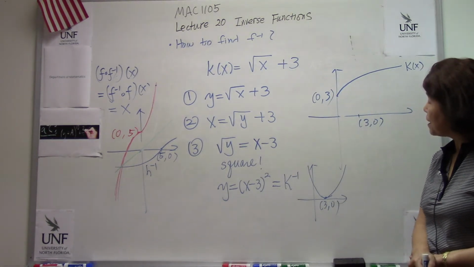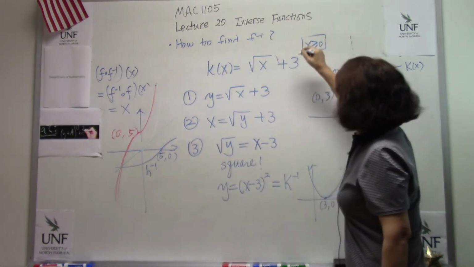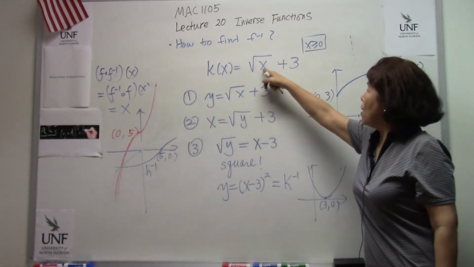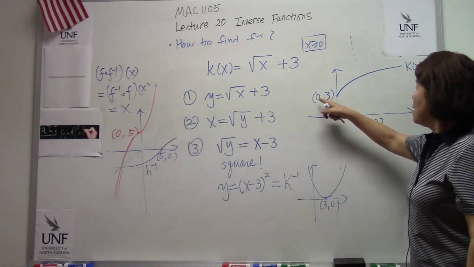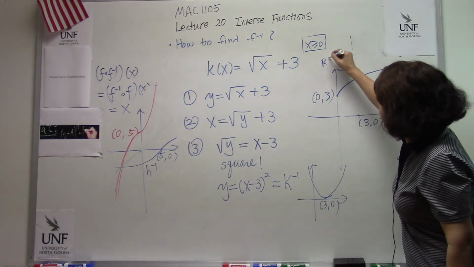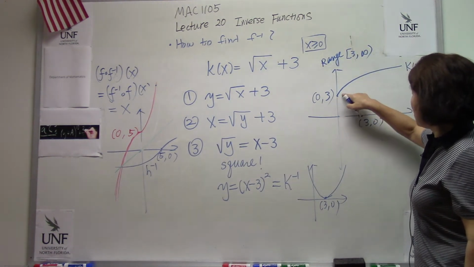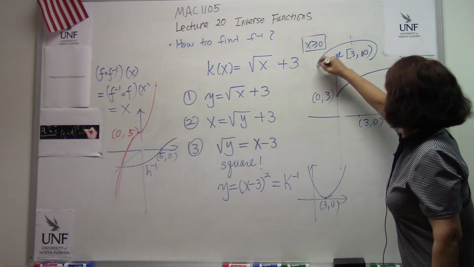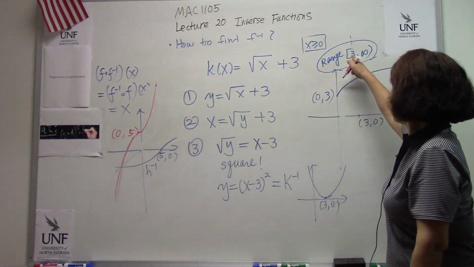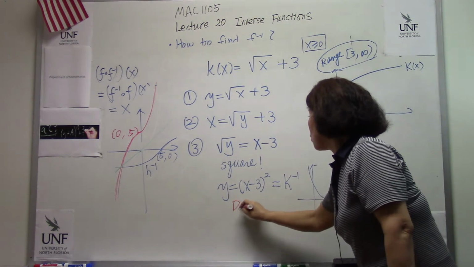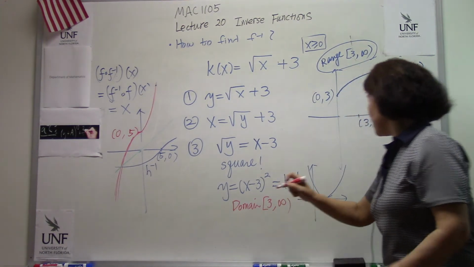What is wrong over here is that the domain over here is x is greater than or equal to 0, right? Okay? You cannot put a negative number under the radical sign. So this is a domain. So look at this. The range is from 3 to infinity. See, 3 is the smallest value and then going up. So the range of this has to be what? The domain of this. Okay? This range from 3 to infinity has to be the domain of k inverse. That is 3 to infinity.